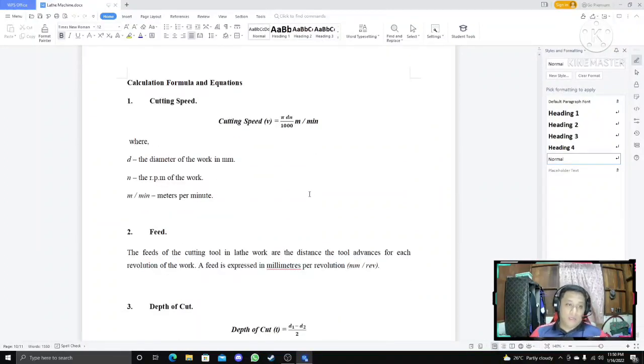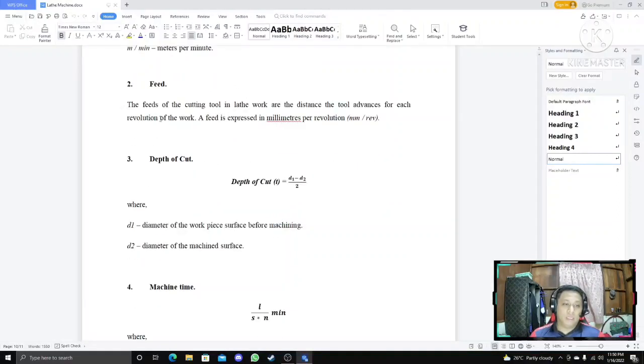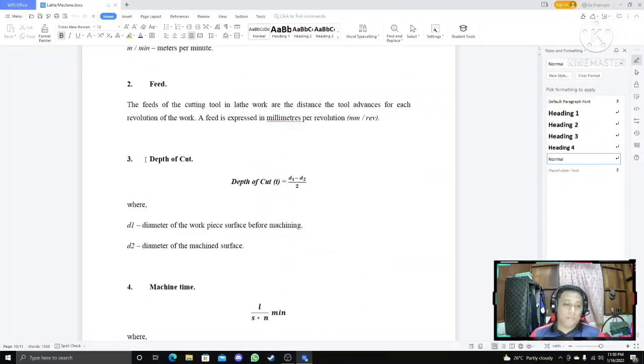Okay, this is the calculation formula and equation for cutting speed. Cutting speed V equals pi D N over 1000 meters per minute, where D is the diameter of the work in mm, N is the RPM of the work, and V is in meters per minute. Second, feed. The feed of the cutting tool in lathe work is the distance the tool advances for each revolution of the work. Feed is expressed in millimeters per revolution.